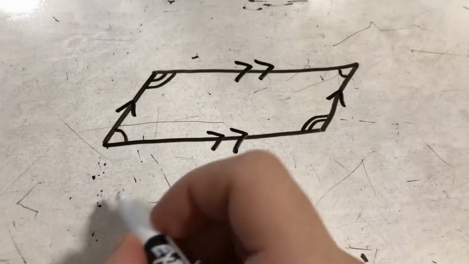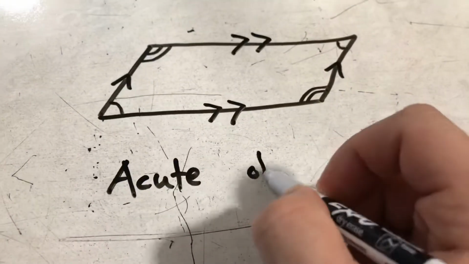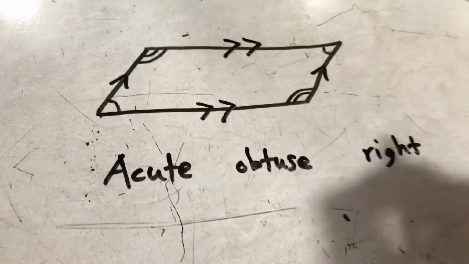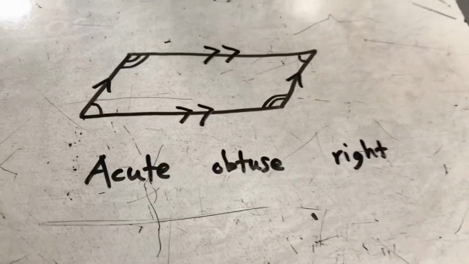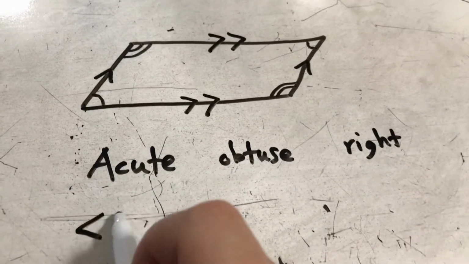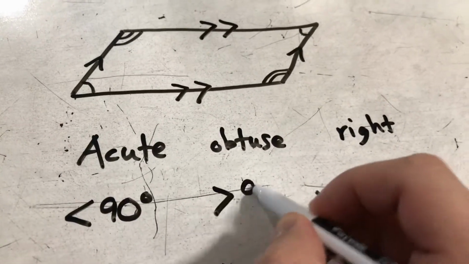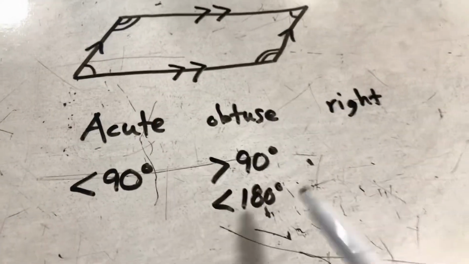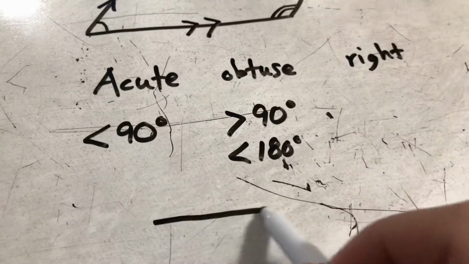We need to know acute, obtuse, and of course right angles, what they mean. And you learned this in 4th grade, and we talked about it earlier in the school year. Acute angles are less than 90 degrees. Obtuse angles are greater than 90 degrees, but also less than 180. If you have an angle that's 180 degrees, that's just simply a straight line.